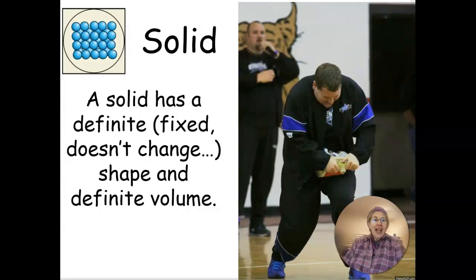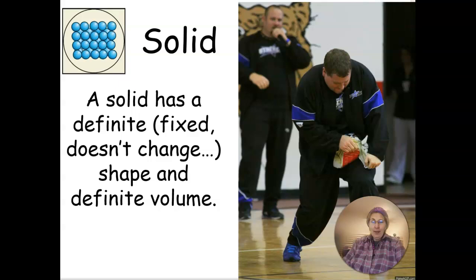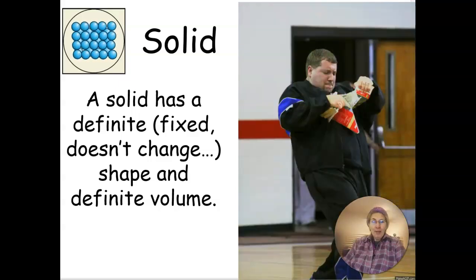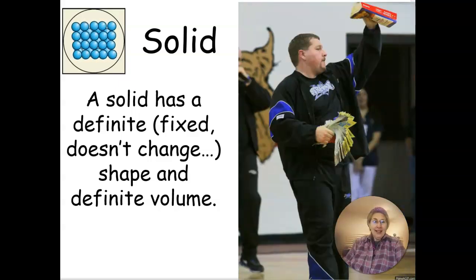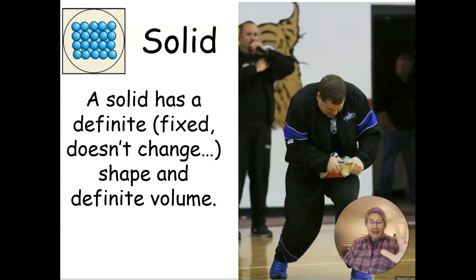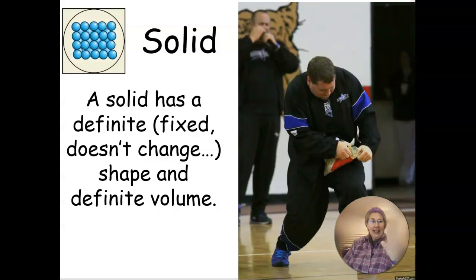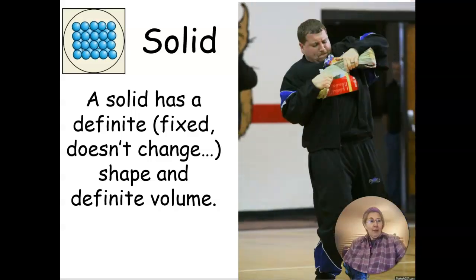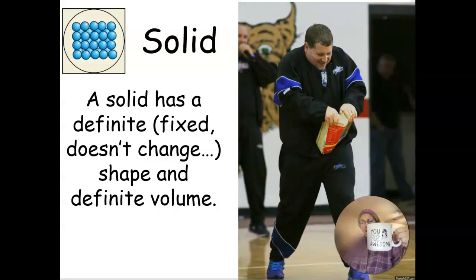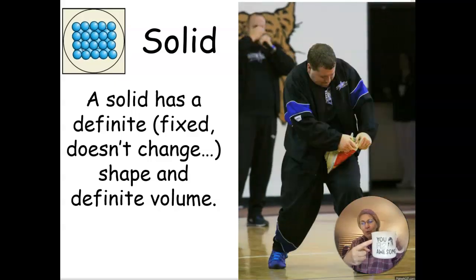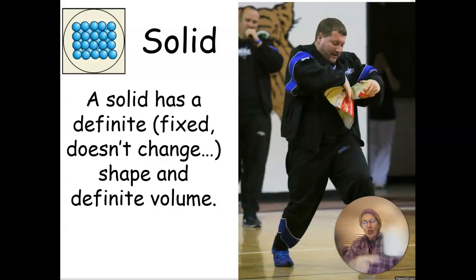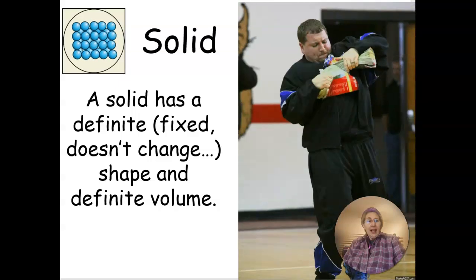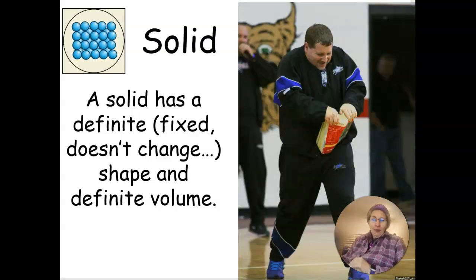So a solid has a definite shape, which means that shape is fixed. So for example, my hand is solid, and it would be hard for me to change the shape of my hand. My coffee cup is solid. I can't just push on it and change its shape. And it has a definite volume.